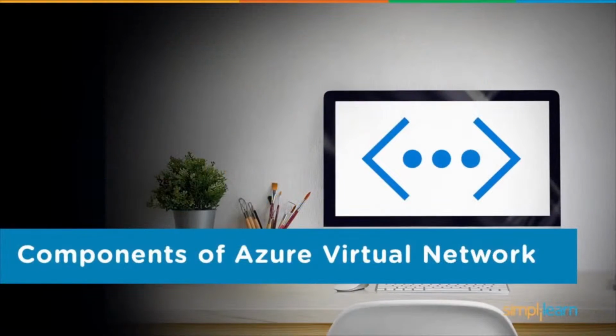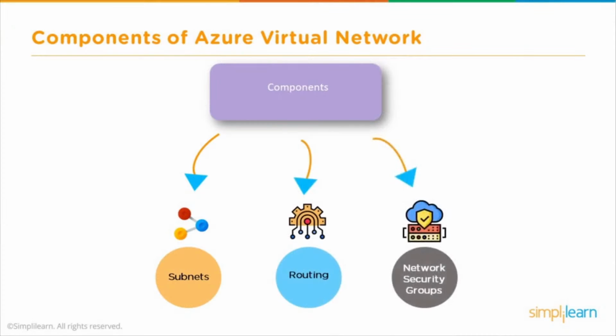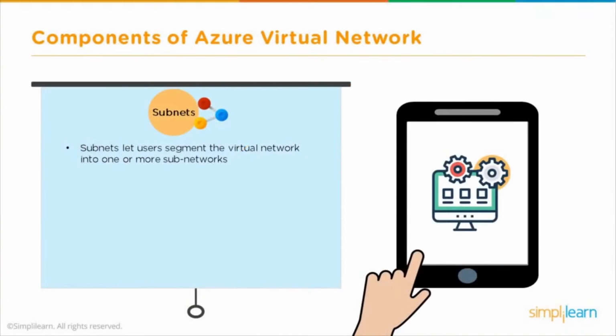Now, what are the components of Azure Virtual Network? One of them is the subnets. Then you have routing. Then you have network security groups. What do we mean by subnets? The subnet is one of the major, prime important components in the virtual network. First, obviously, you would be creating a virtual network, and inside that you can create the subnets. You can consider subnets a logical or virtual partitioning inside the virtual network. A subnet lets the user segment the virtual network into one or more subnetworks.